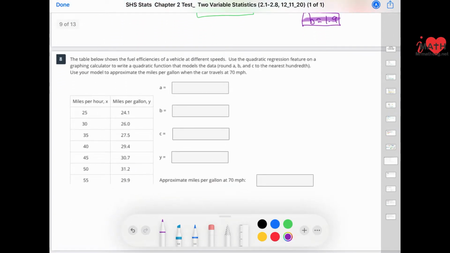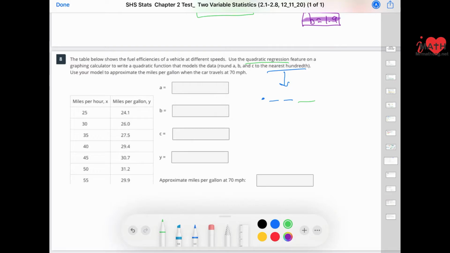Number 8. The table shows the fuel efficiencies of a vehicle at different speeds. Use a quadratic regression feature on a graphing calculator. Write a quadratic function that models the data. Round A, B, and C to the nearest hundredth. So hundredth is 2 decimal places, but you have to look at the third one. Use your model to approximate the miles per gallon when the car travels 70 miles per hour.